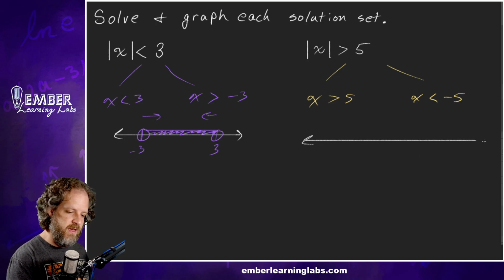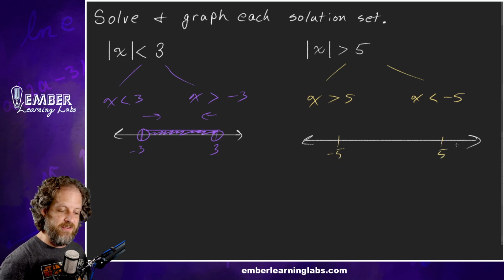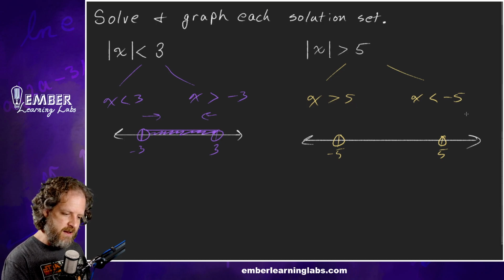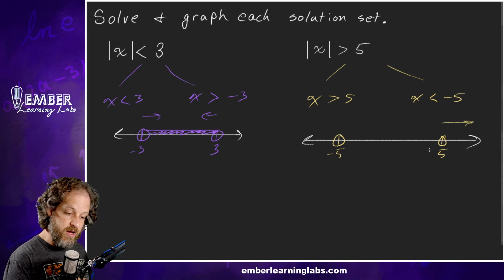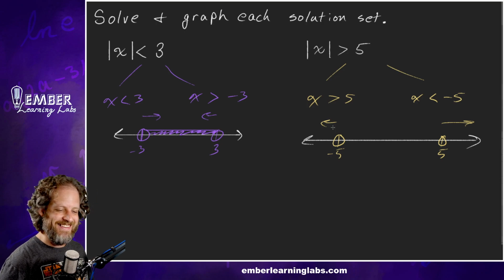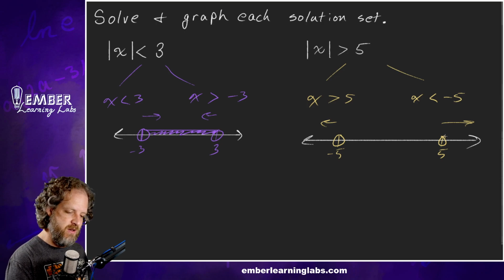Let's graph the thing. We're going to put a -5 and a 5. We're going to do 2 open circles. So it is x is greater than 5. That's this way. And less, or, these are all or, it's worth noting. Or this one.